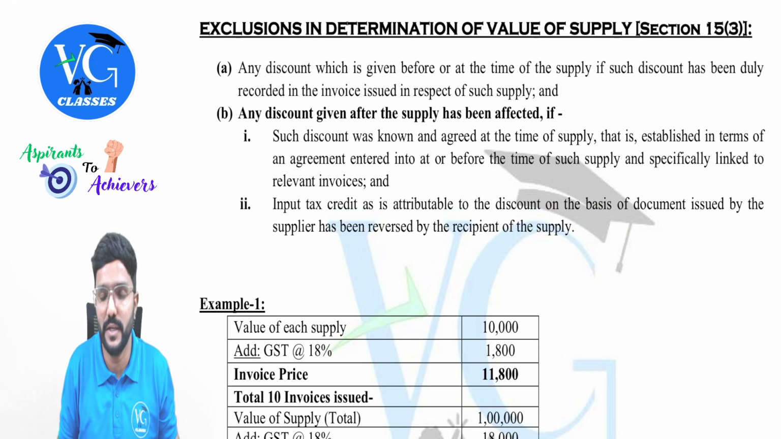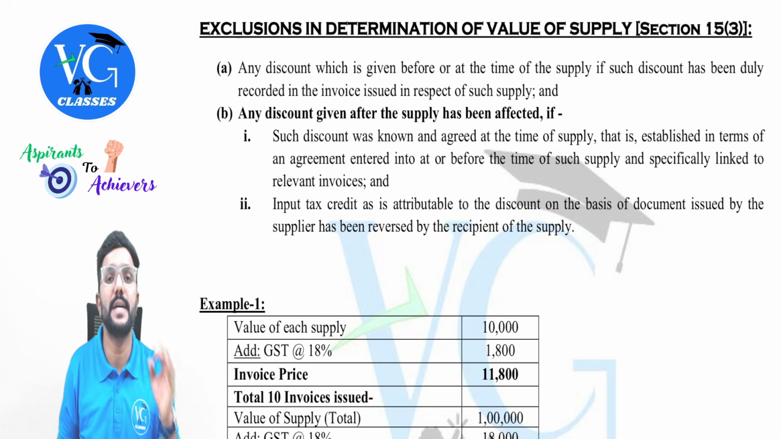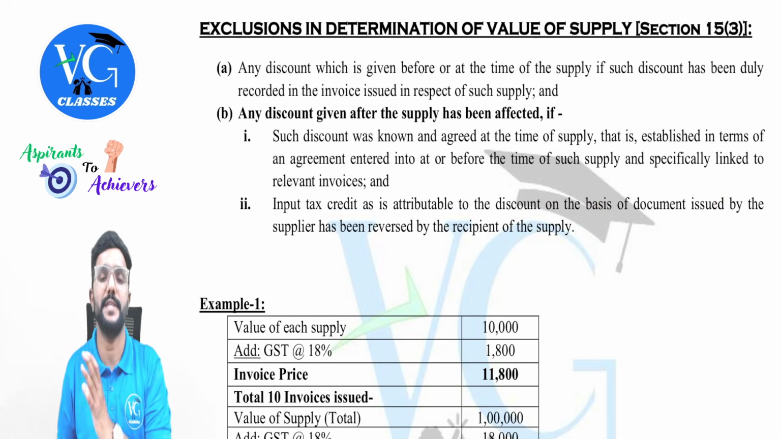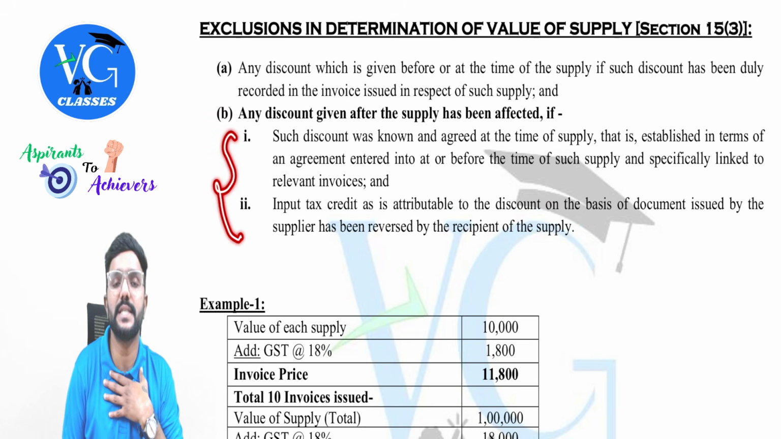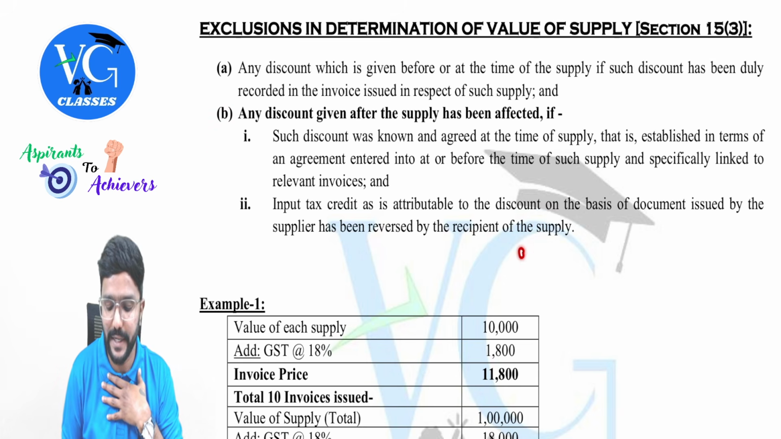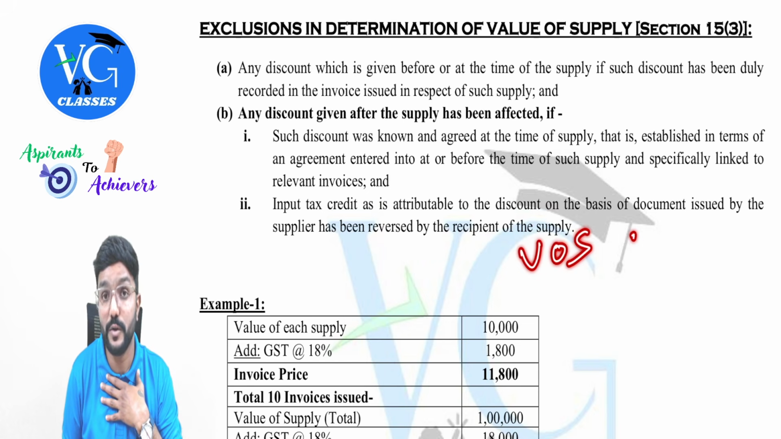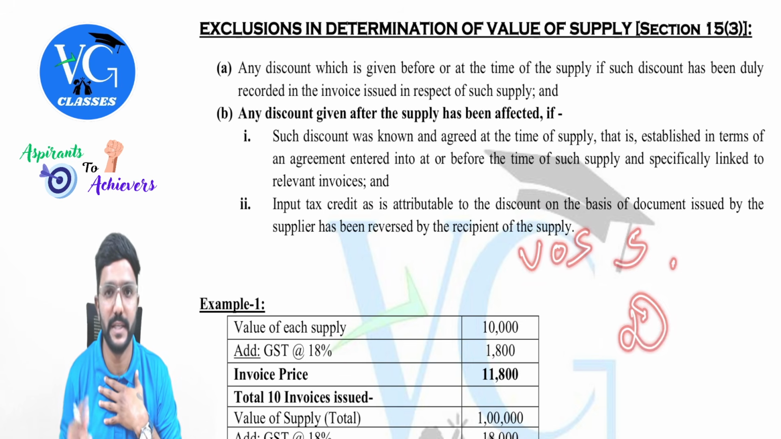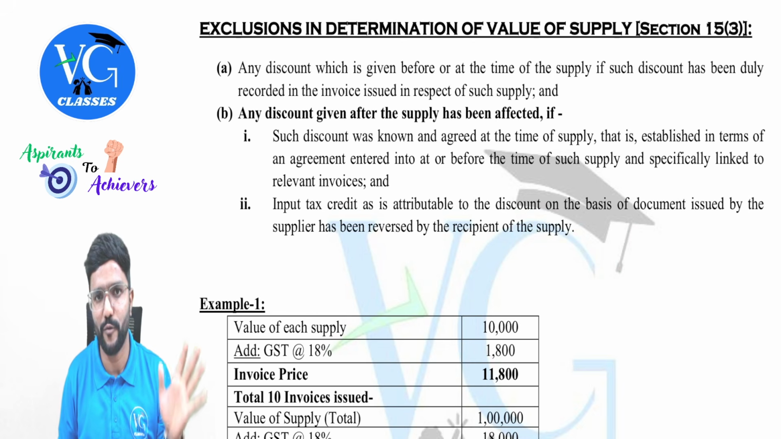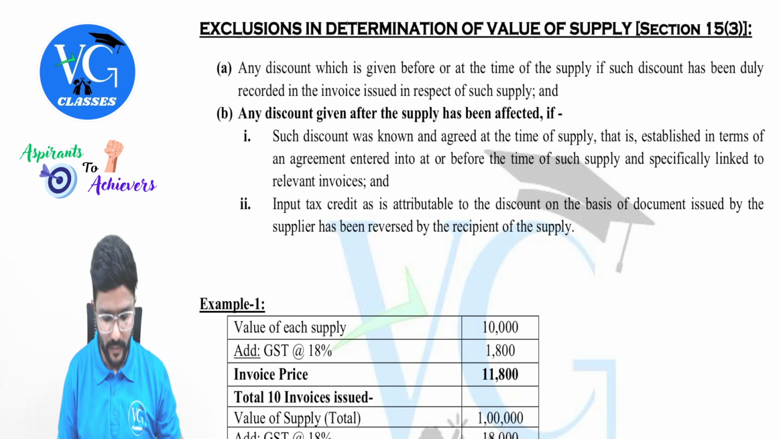How will you know this, sir? For this, the supplier has to issue a document called credit note. To whom? To the recipient. Based on that, the recipient has to reverse the credit. If both of these conditions are satisfied, while calculating the value of supply by the supplier, we can reduce the discount amount. We can reduce the discount amount, and we would have solved a number of questions on this, guys.